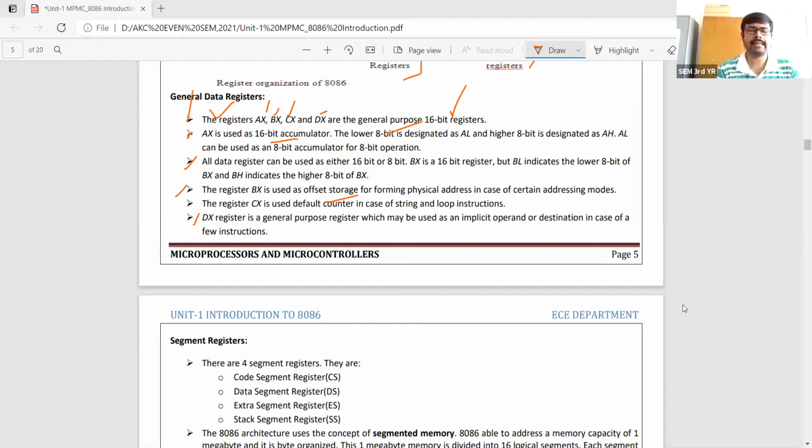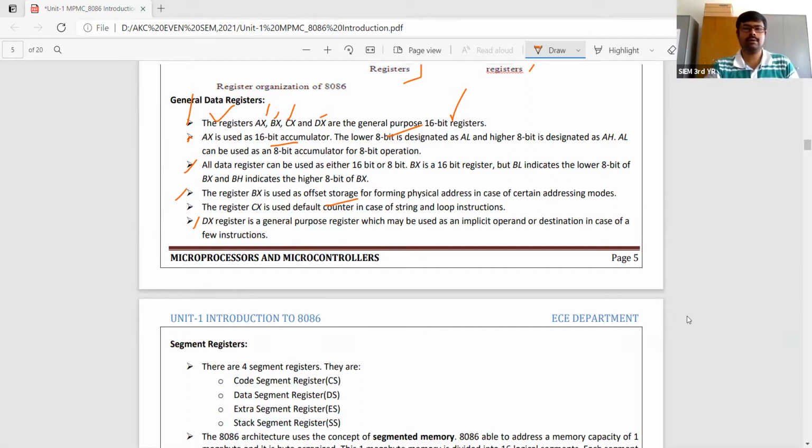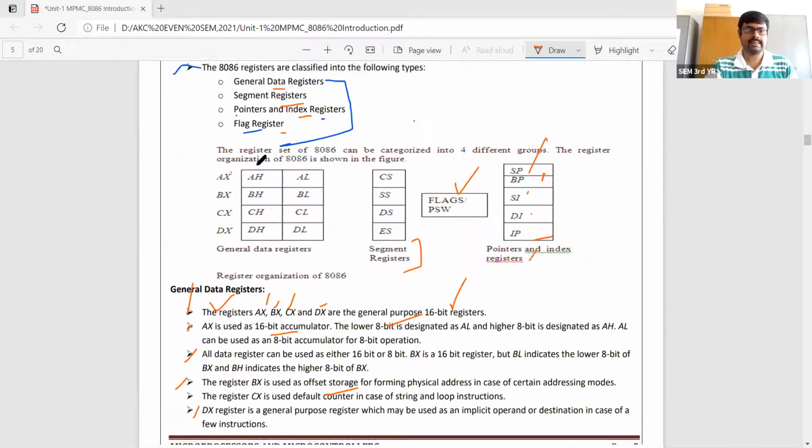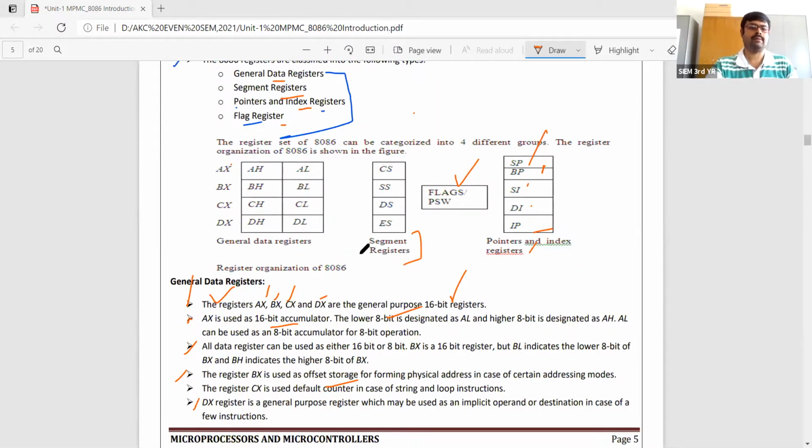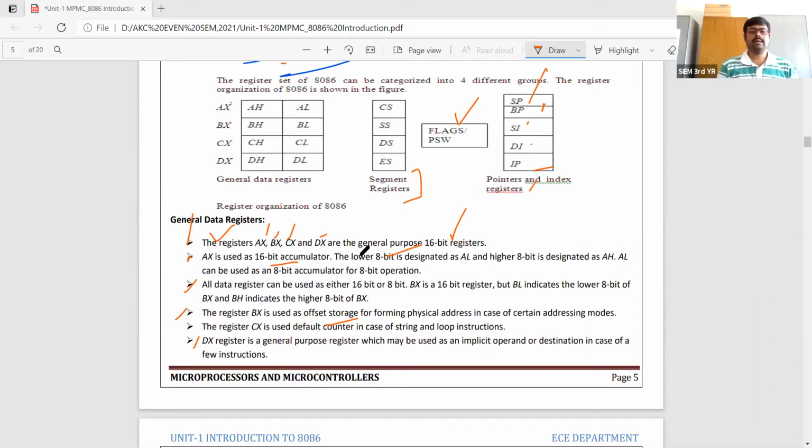So for the general data registers, what are the different tasks we have mentioned? First is basically the data register. AX, BX, CX, and DX are the general purpose 16-bit registers we find in this particular set. So what are the different data registers we are getting? AX, BX, CX, and DX are the general purpose 16-bit registers.